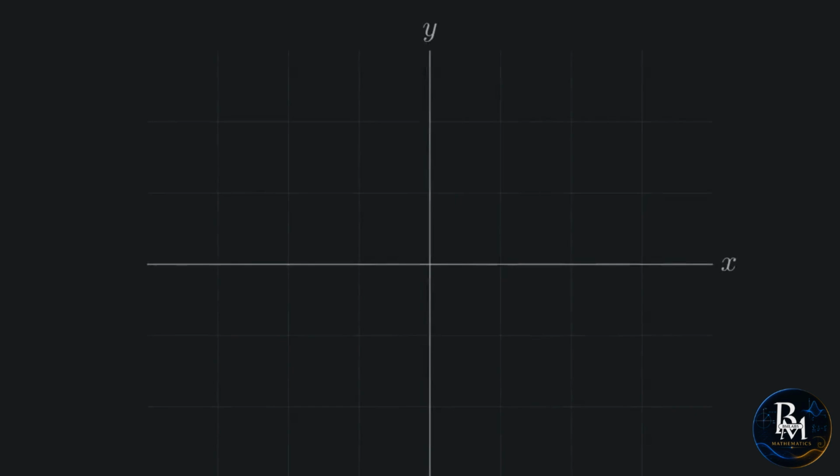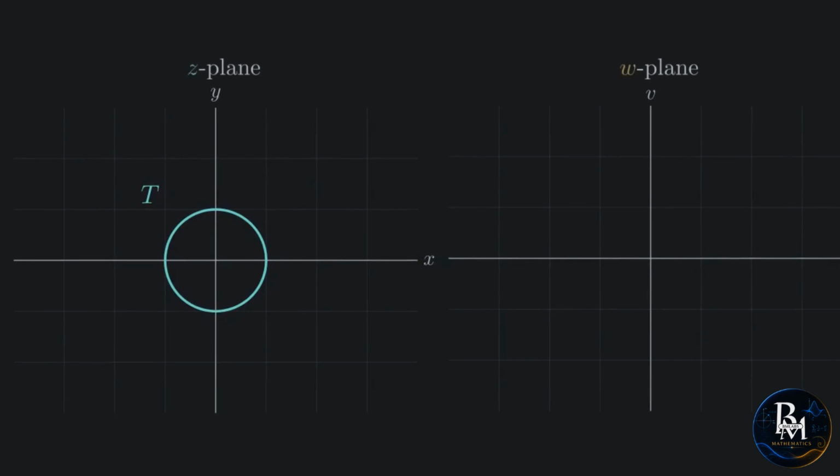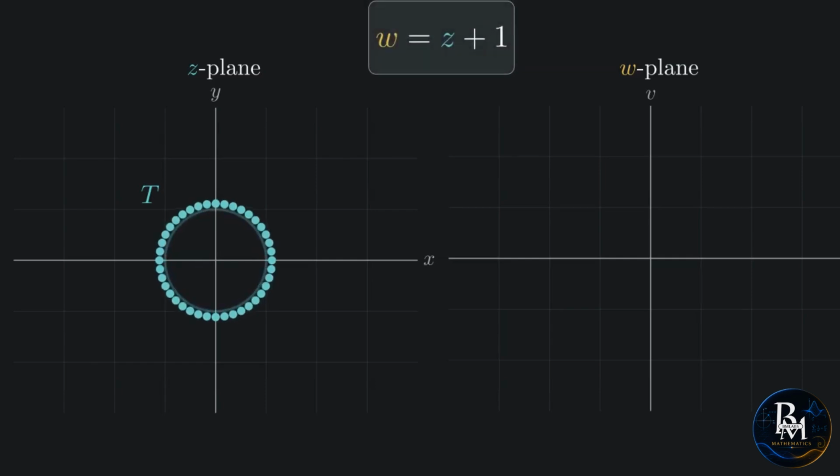Instead of one coordinate, we define a continuous grouping of input points, like this unit circle. We label this set T. Our objective is to apply a mapping function to this entire boundary to determine the shape it forms in the output plane. Because a complex function operates on individual coordinates, transforming a set requires a point-by-point construction across the entire domain. We apply our translation mapping, w equals z plus 1, to every single dot along this circle simultaneously.